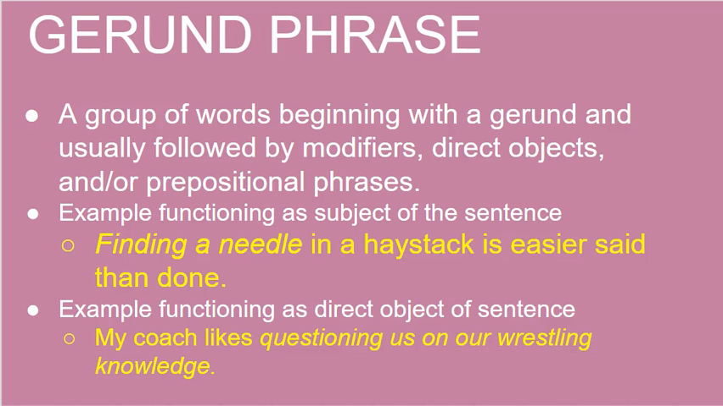So let's look at how a gerund phrase can function as a direct object of a sentence. The direct object here is questioning us on our wrestling knowledge. The whole sentence is, my coach likes questioning us on our wrestling knowledge. So in this particular sentence, the gerund phrase is functioning as a direct object of the sentence. Please pause the video and write down what the definition of a gerund phrase is, and I suggest that you write down the examples as well.